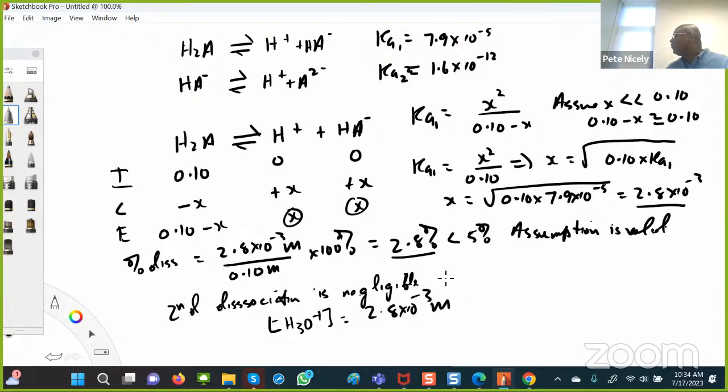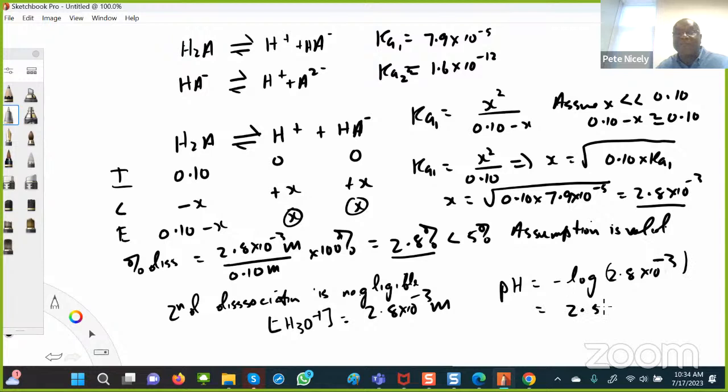And therefore, we can say that the pH of the solution is equal to minus log of 2.8 times 10 to the minus 3. Let me erase this here to make this a bit more presentable. So this would be minus log of 2.8 times 10 to the minus 3, and that works out to equal 2.55. All right, so that will be the pH of the solution.